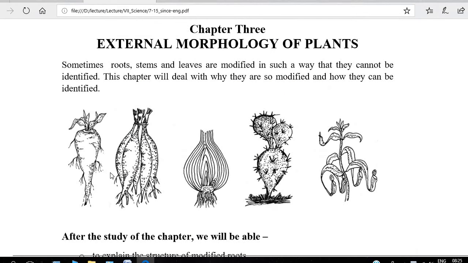Okay, so look at the picture. There are a lot of roots there. So let's go for the reading. Sometimes roots, stems, and leaves are modified in such a way that they cannot be identified. So roots can be modified. This chapter will deal with why they are so modified and how they can be identified.